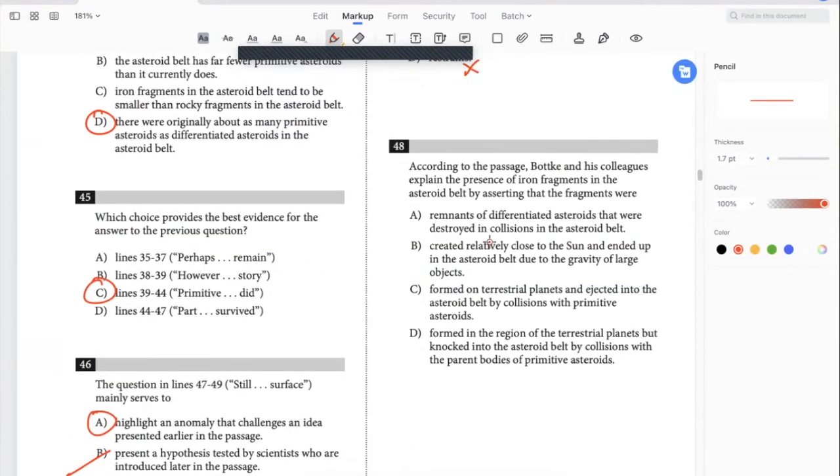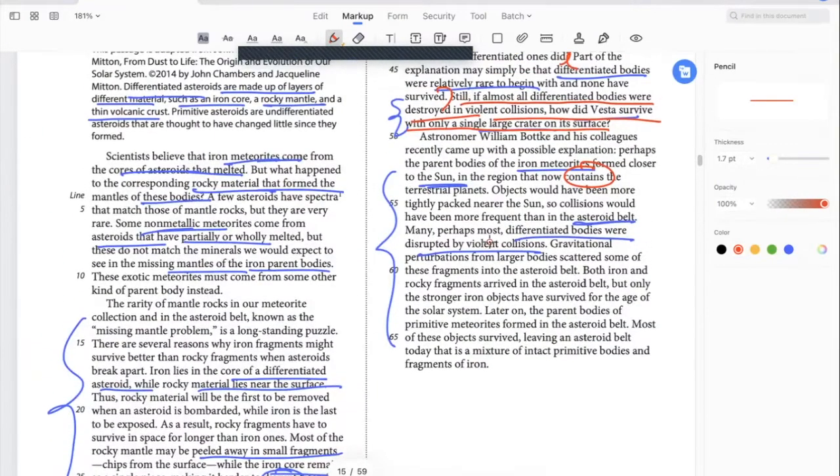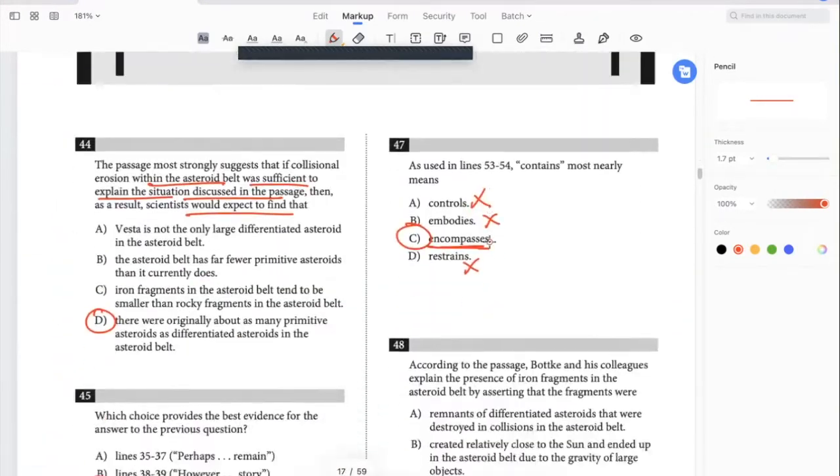According to the passage, Botke and his colleagues explained the presence of iron fragments in the asteroid belt by asserting that the fragments were... Okay, so what was Botke saying again? Botke came up with a possible explanation. Perhaps the parent bodies formed closer to the sun. Objects would have been more tightly packed, so collisions would have been more frequent. And most differentiated bodies were therefore disrupted by violent collisions. Okay, so that was Botke's explanation.